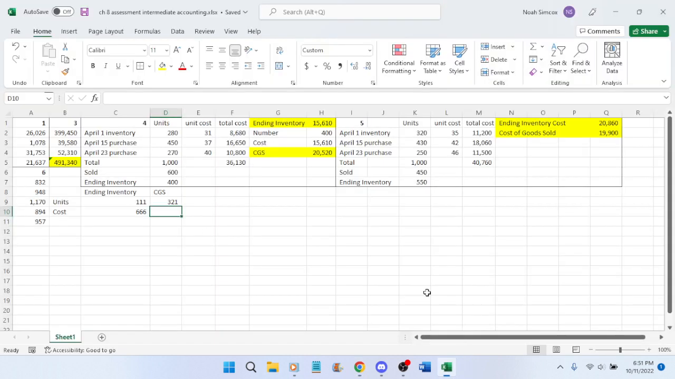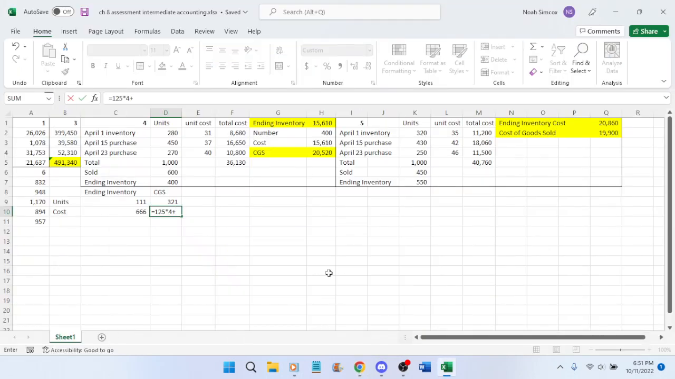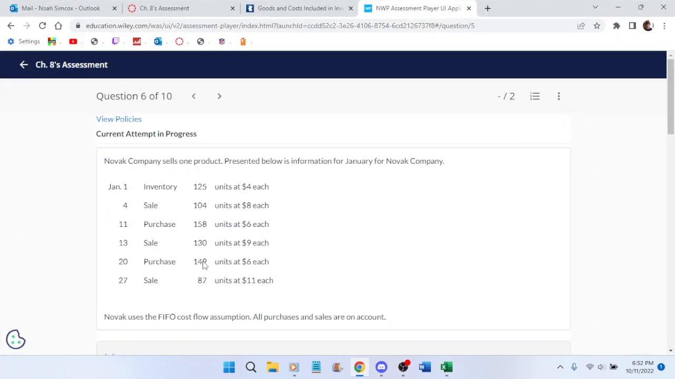So 125 times 4, plus 158 times 6, plus, now figure out the rest of it. 321 minus 125 minus 158 times the third purchase. So 158 is the second, third one is 149 times, so you do times 6.